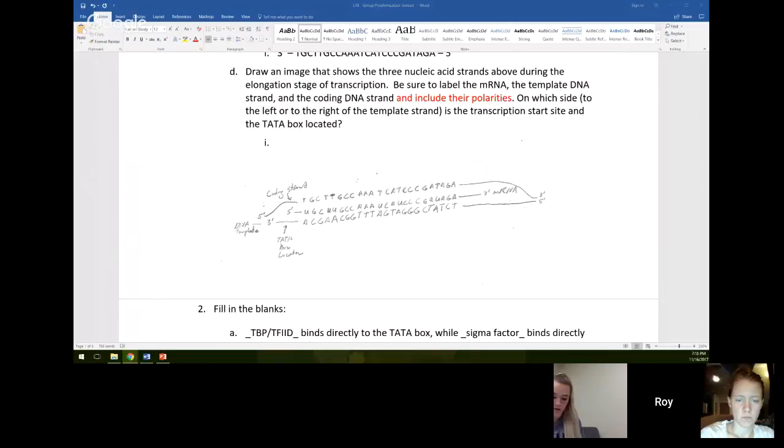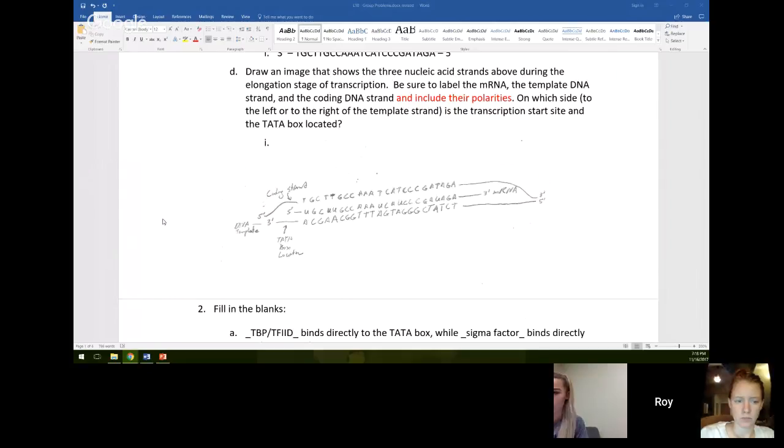And we have an example right there. And I also drew this one right here. And then the TATA box is on the 5' end of the template strand, right? Yeah. And so it's going to be on the left. And so is the transcription start site. It's going to be on the left as well. And that's it.